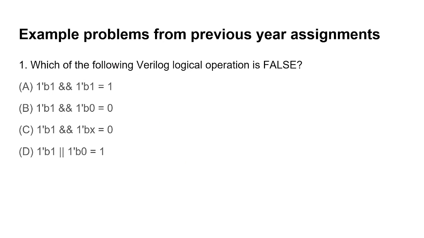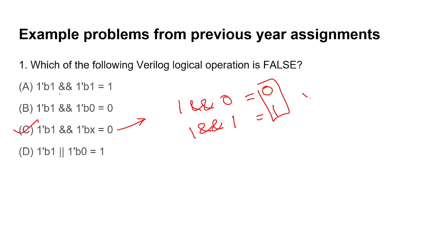So we will start with the previous year assignment questions. Which of the statements is false? Can anyone answer? So this is the logical AND operator, and we have 1 and x, where x can be 0 or x can be 1. So here we will get 0, here we will get 1. So this we represent as don't care.